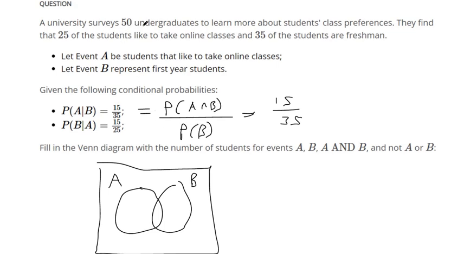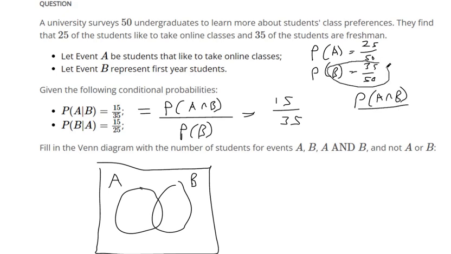And let's see. They say there's 50. Okay, so there's 50 students total. 25 take online classes. So 25 are in event A. What this just told me is the probability of A is 25 over 50. And 35 are freshmen, which is event B. Probability of being a freshman is 35 over 50. So we have this in the formula that I just wrote out. We don't have probability of event A and B, so we can't fill out the intersection in our formula yet. But we know the probability of B now is 35 over 50.